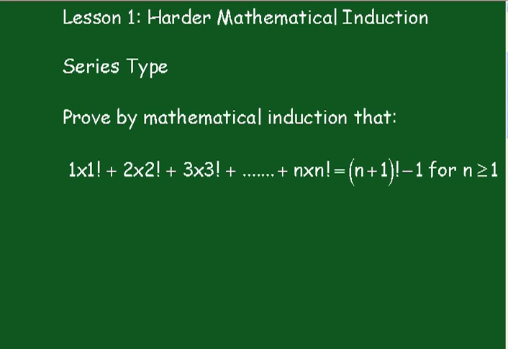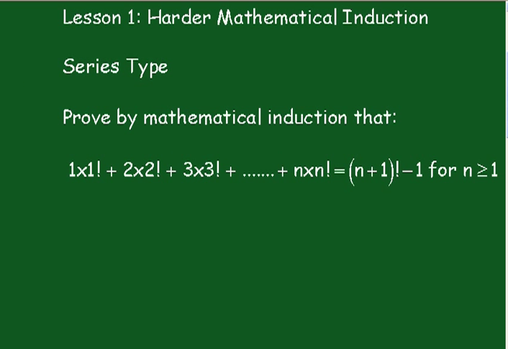Lesson 1, Harder Mathematical Induction, Series Type. Now prove by mathematical induction that 1 times 1 factorial plus 2 times 2 factorial up to n times n factorial equals (n plus 1) factorial minus 1 for n greater than or equal to 1.